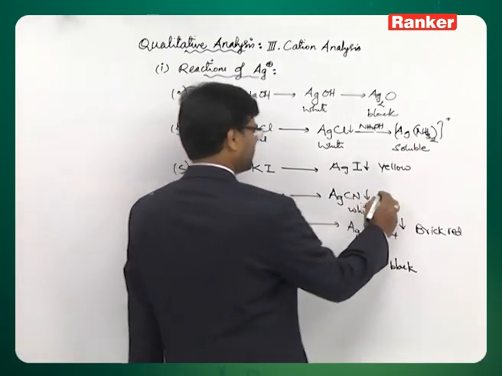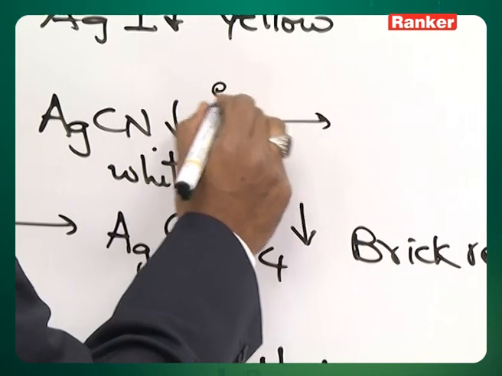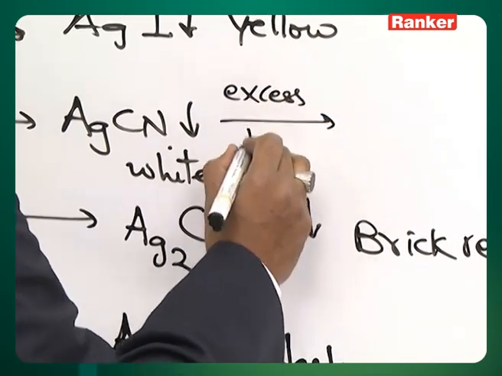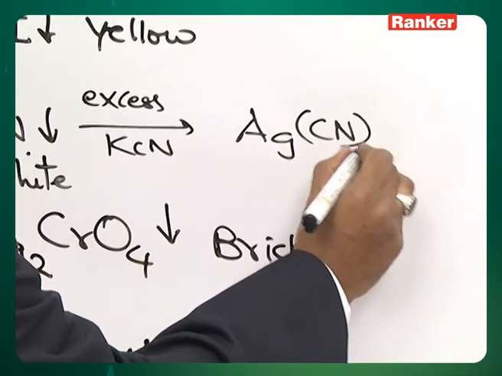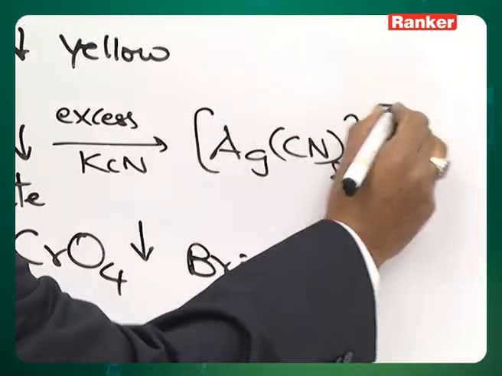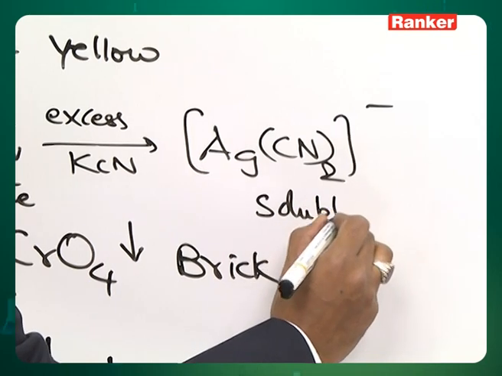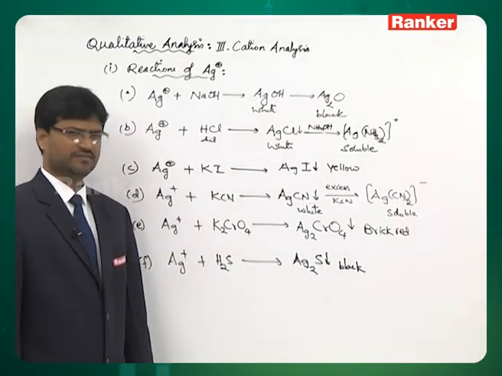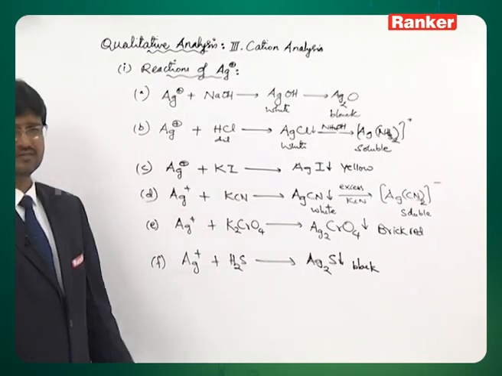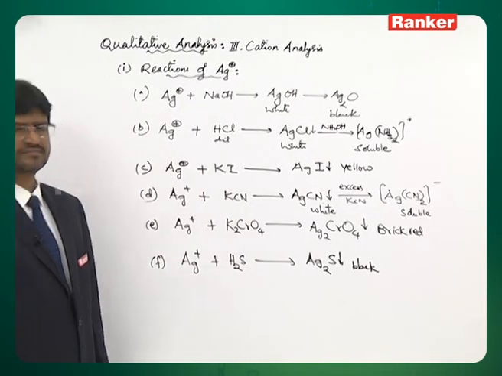I just want to add one more thing. If you add excess of KCN, you get a soluble complex of silver. So these are some important reactions of Ag plus.